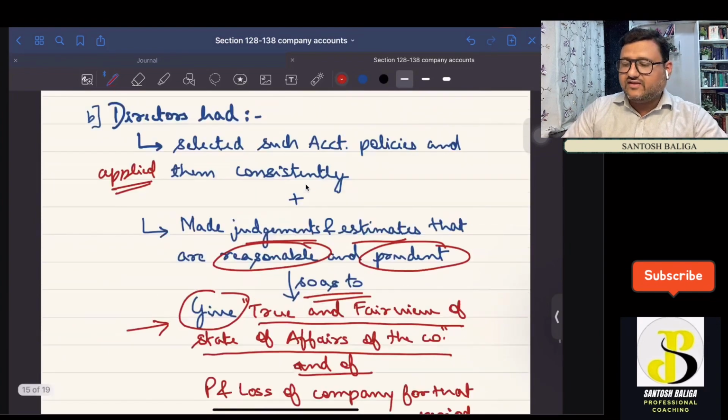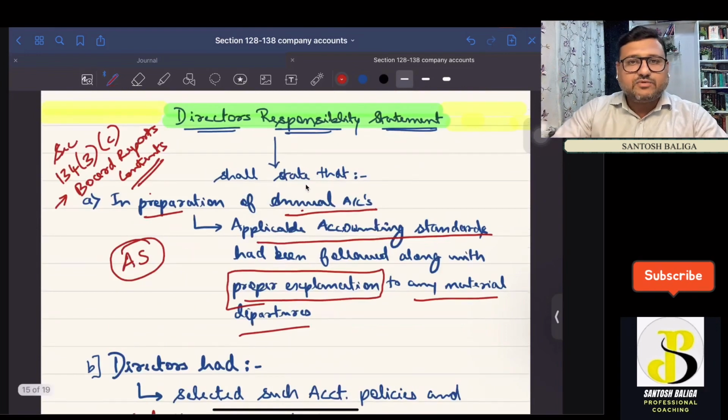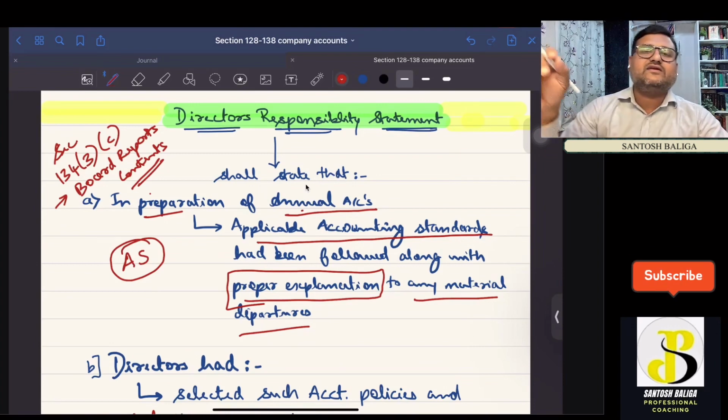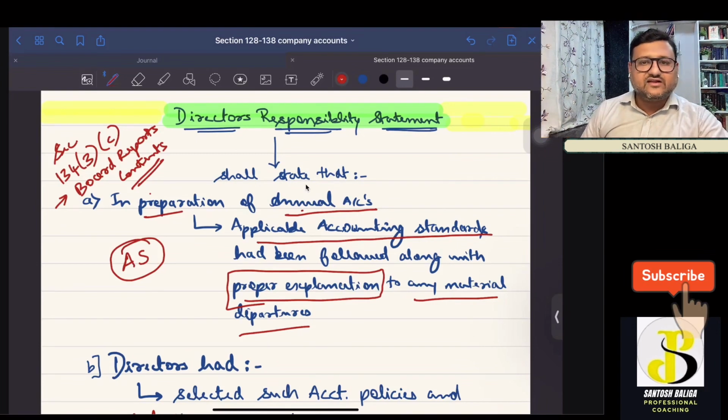So again, a small recap. The director's responsibility statement is covered under section 134 subsection 3 clause C, where the section says that the board report would include the director's responsibility statement. The first point is directors within this statement are taking responsibility that the annual accounts of the company have been prepared in accordance with the applicable accounting standards, and if there is any material departure, then a proper explanation is given.